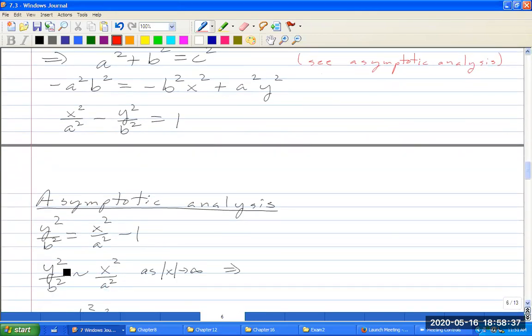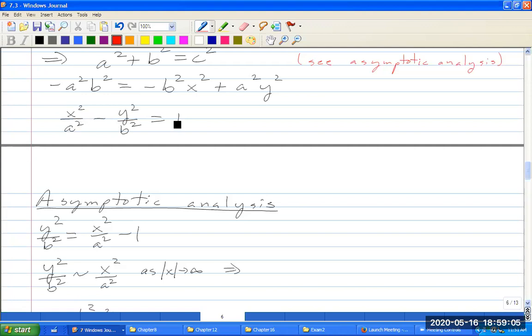So let's look at some asymptotic analysis of this. Let's subtract x squared over a squared from both sides of your equation, and divide by -1. So I have that y squared over b squared is x squared over a squared minus 1.